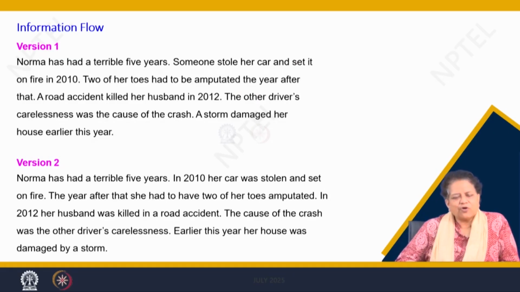So, then we come to the topic of information flow, and there are two versions of the same set of happenings. We read only the first one. Norma has had a terrible 5 years. Someone stole her car and set it on fire in 2010. 2 of her toes had to be amputated the year after that. A road accident killed her husband in 2012. The other driver's carelessness was the cause of the crash. A storm damaged her house earlier this year.